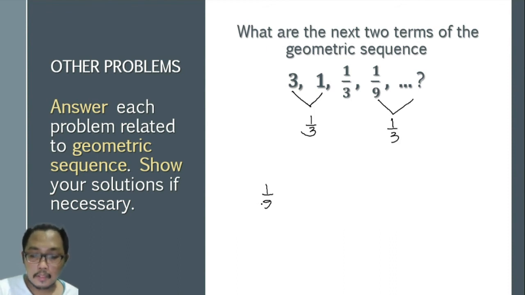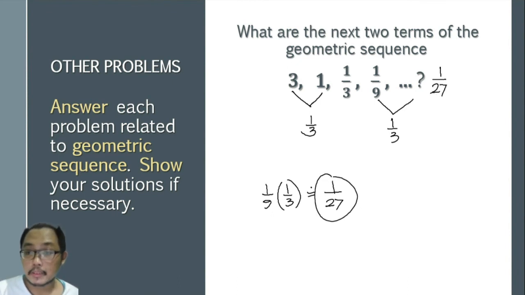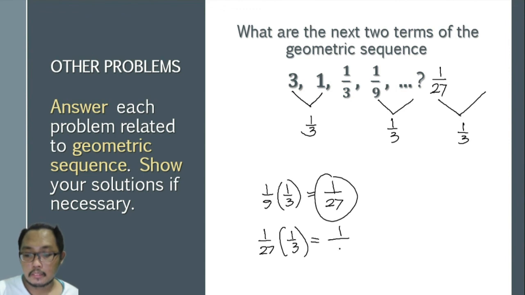So we have our 1 over 9 multiplied with 1 over 3, which gives us 1 over 27. So the next number would be 1 over 27. And this is one of the two answers. Obviously, by multiplying that same common ratio of 1/3 with 1 over 27, it gives us the next number. So 1 over 27 times 1/3 gives us 1 over 81. And that would be the next number in the sequence.